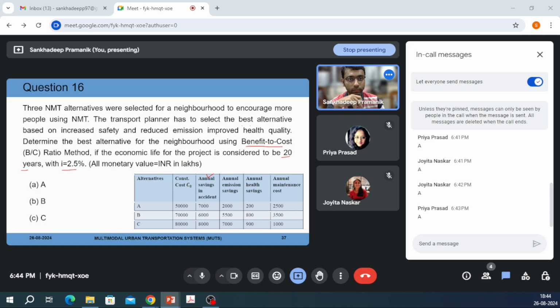So the best alternative we have to select based on safety, which can be depicted from annual savings in accidents, then reduced emission, where annual emission saving is given, and improved health quality, which is also given. But there are some costs associated, which are annual maintenance cost and a one-time construction cost, C0. This is the construction cost, so it is one time, but the other four are repeated for 20 years.